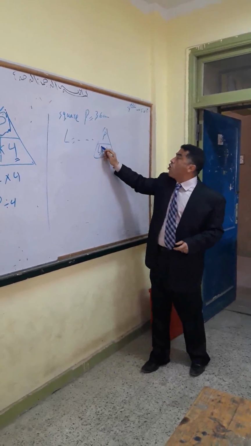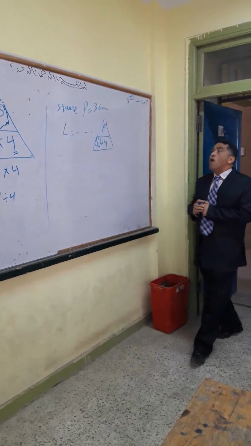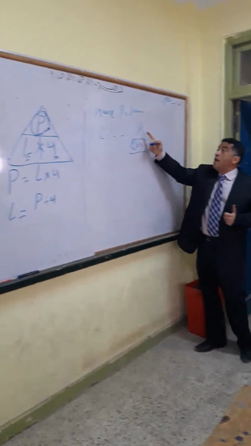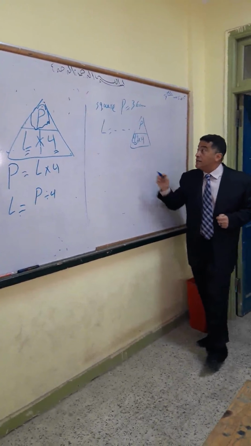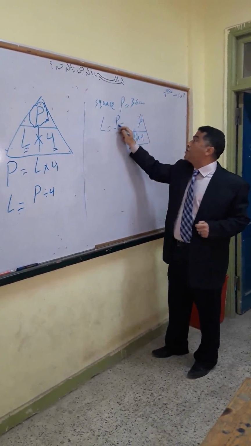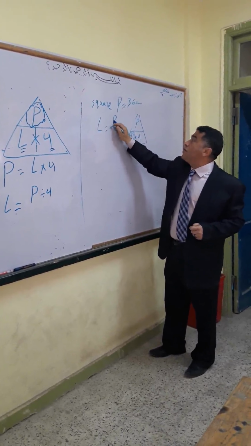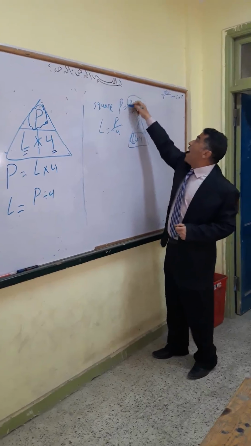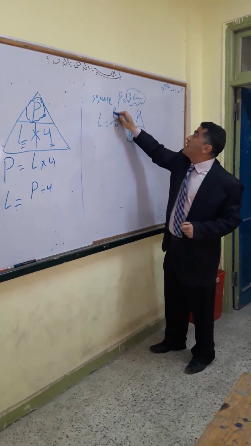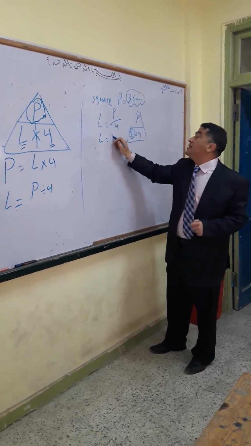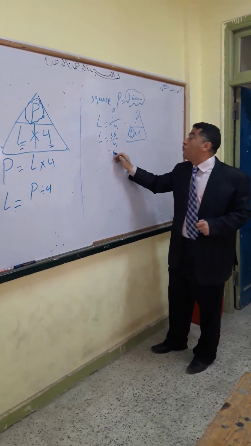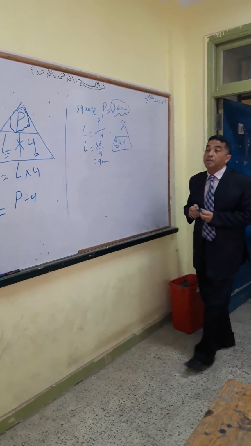If I require down, I will divide. Length equals perimeter divided by 4. Here I have perimeter equals 36. Then length equals 36 divided by 4 equals 9 centimeter.